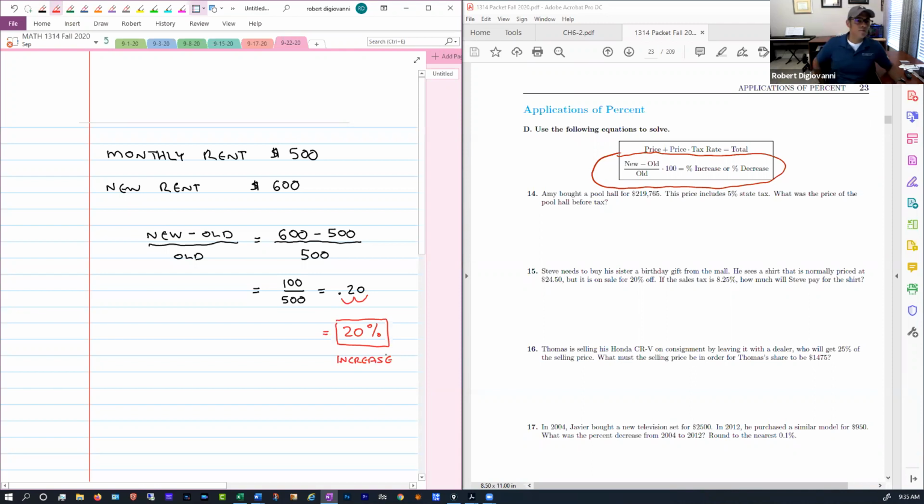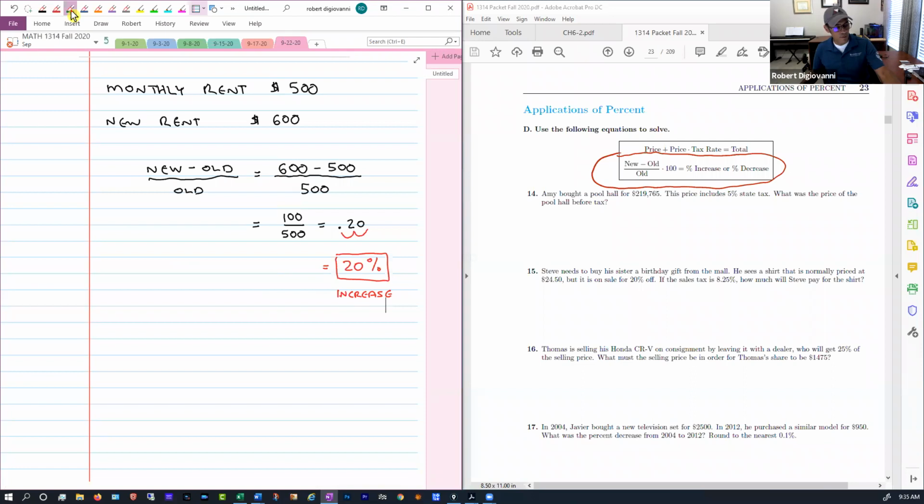Does this make sense? It's pretty straightforward. As long as you get things in the right place, then you're good to go. Let's do another example.